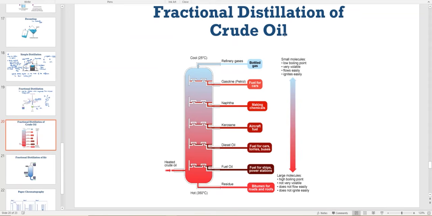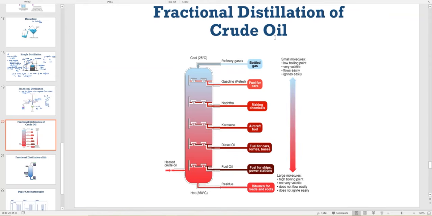So crude oil is basically the oil that is extracted from the oil wells. It is called crude because it is unfiltered, unprocessed. We process it to get various valuable hydrocarbons. So how do we do that?